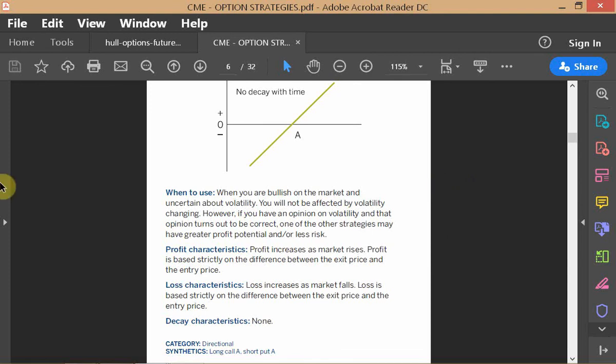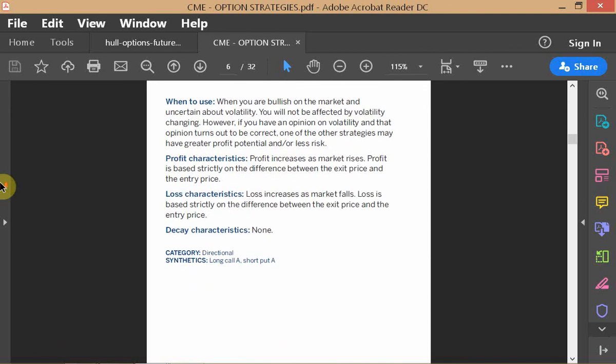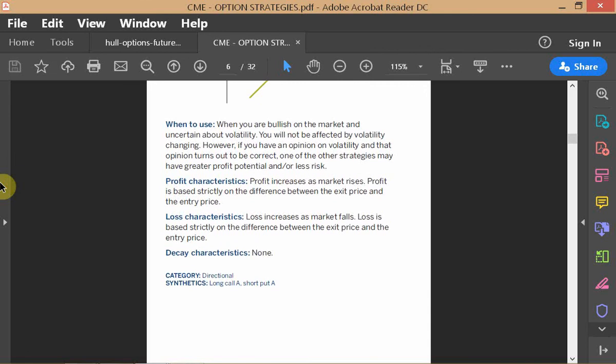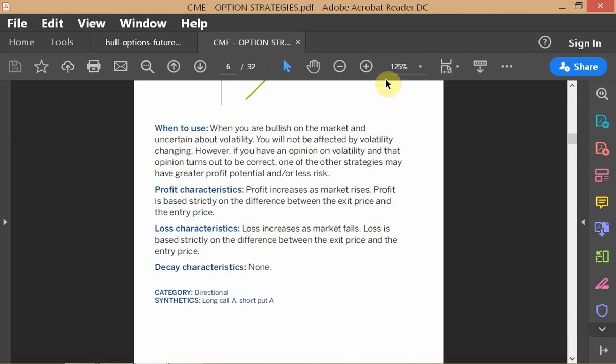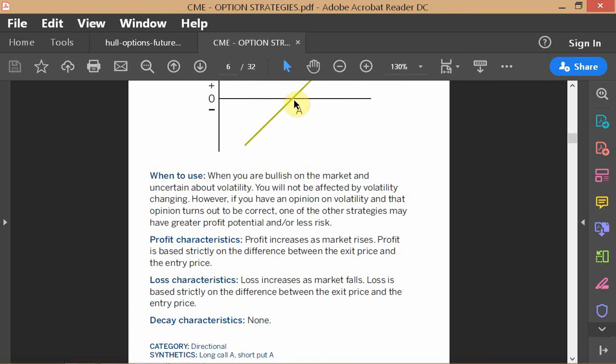Guys, I don't know if you can see this, but at the bottom, can you read it? What does it say here? Short put A. Is the font big enough now? Can you read this at the bottom? A is the strike. Long call A, short put A, where A means the strike. Okay?